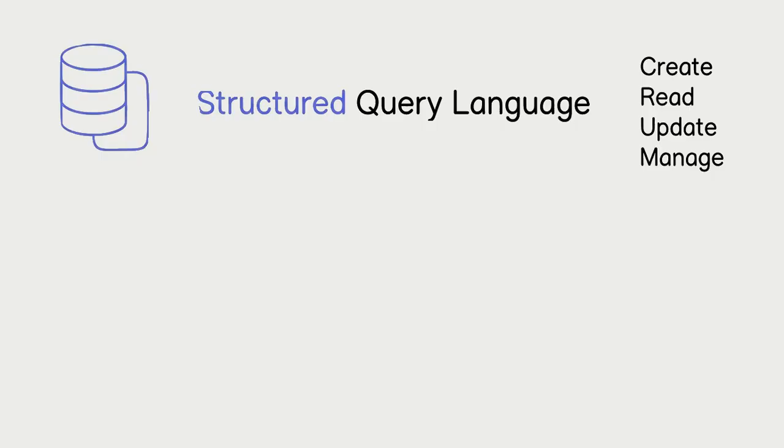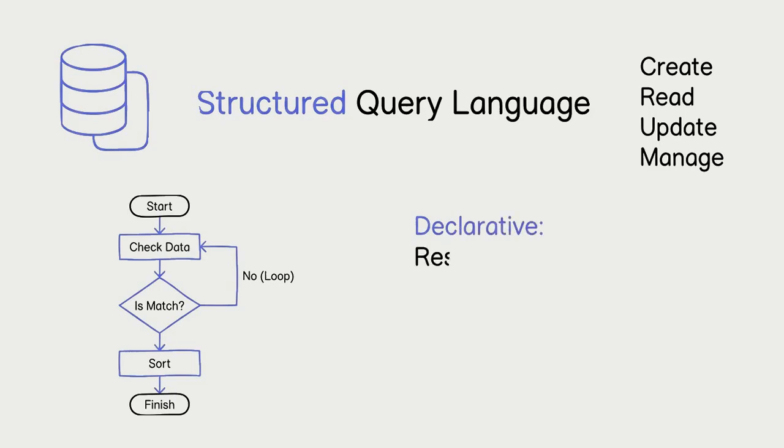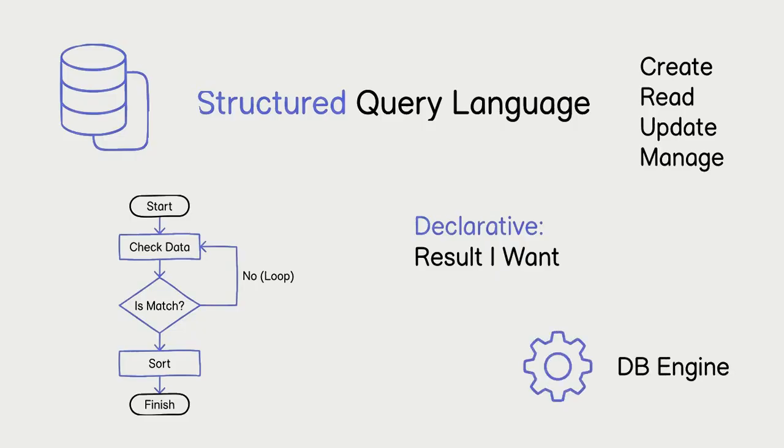The key idea to understand is that SQL is declarative. In normal programming, you write step-by-step instructions: loop through this list, check each value, keep a counter, sort the results. With SQL, you do not explain the steps, you describe the result you want. You might say, give me the names of customers from Canada, ordered alphabetically. You never say how to search, how to sort, or which data structure to use. The database figures that out for you.